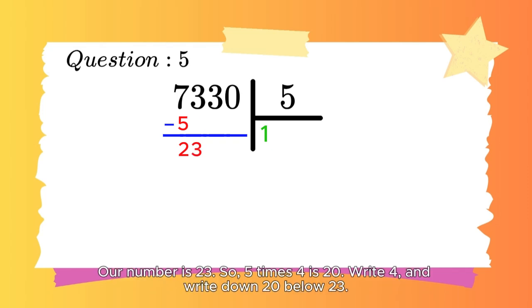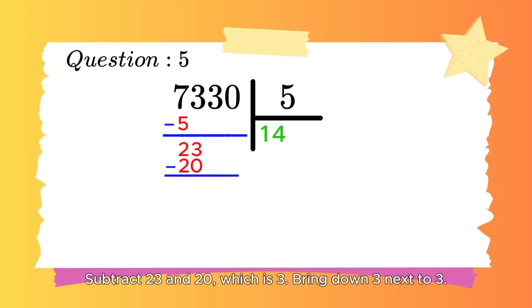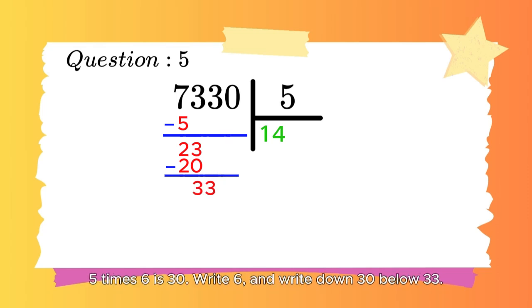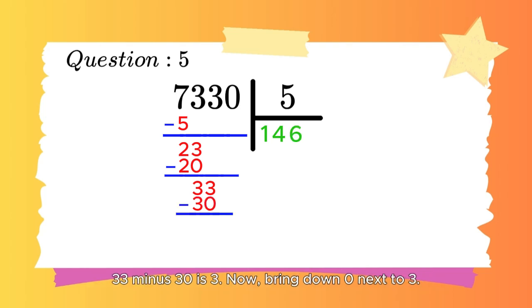Our number is 23. So 5 times 4 is 20. Write 4 and write down 20 below 23. Subtract 23 and 20, which is 3. Bring down 3 next to 3. 5 times 6 is 30. Write 6 and write down 30 below 33. 33 minus 30 is 3.